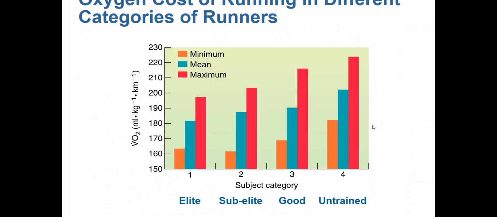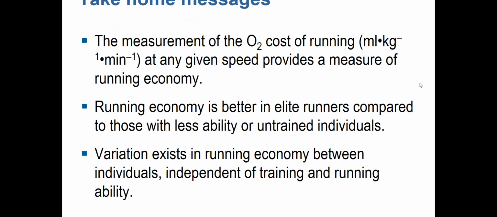Okay, and these are oxygen cost of running in different categories of runners. What you'll notice, untrained versus elite, the total oxygen consumption is just much lower, really in every category: the minimum, the mean, and the maximum, meaning that they're performing the same amount of work, but the oxygen consumption is much lower in elite runners versus untrained runners. And again, this is because of changes in running economy.